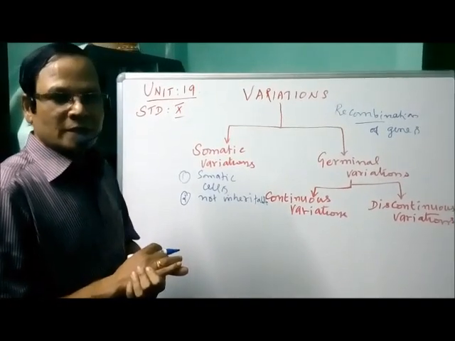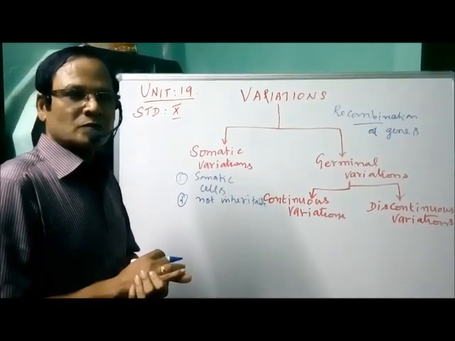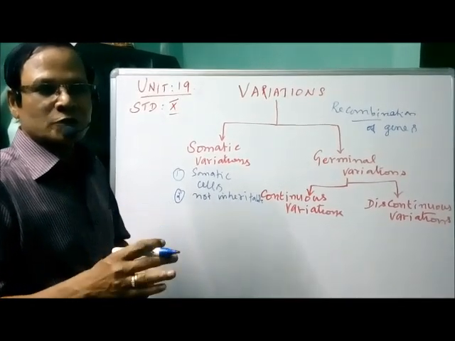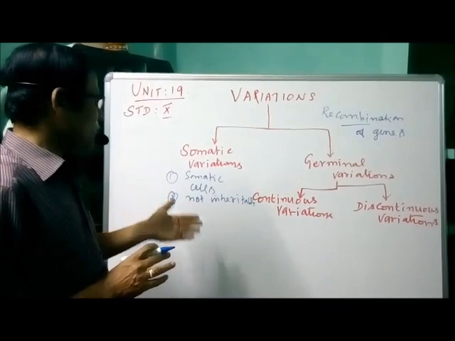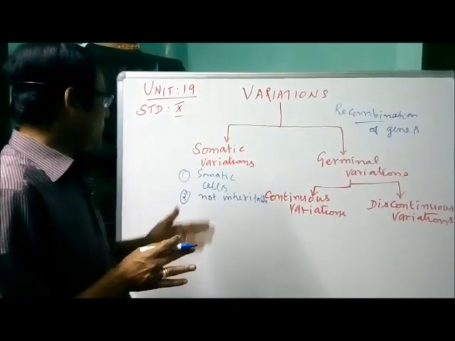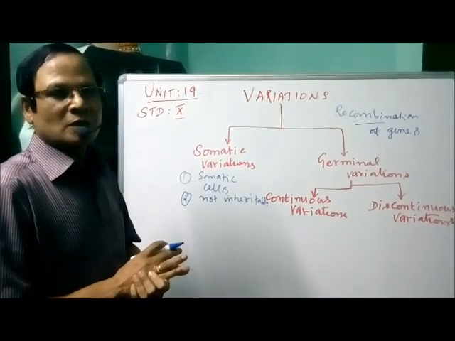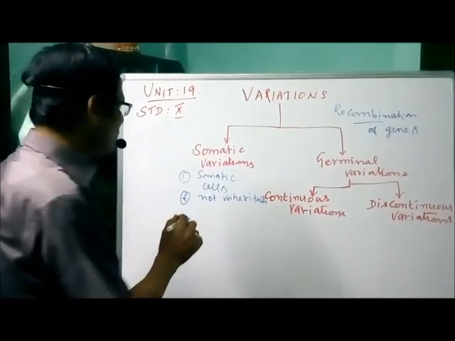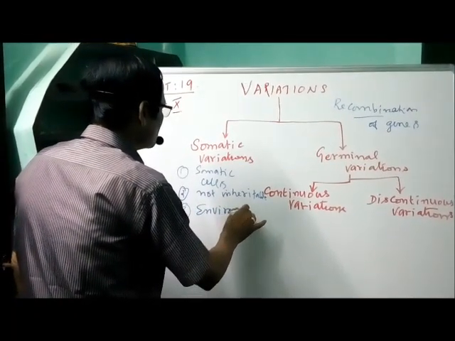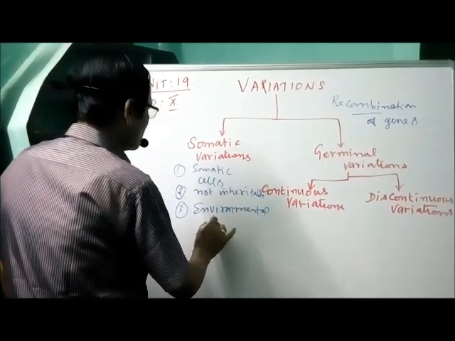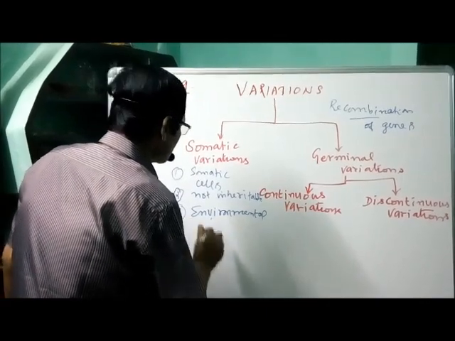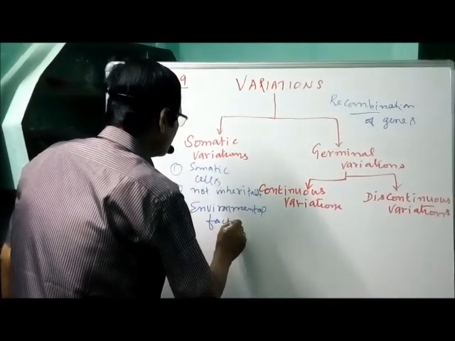For example, you meet with an accident, then after recovery, you have a scar. When you get married, that scar will not be transmitted to your children. That is the meaning of this. Any change in the somatic cells will not be inherited. Now, such somatic variations are mainly caused by environmental factors. Environmental factors are responsible for the formation of somatic variations.